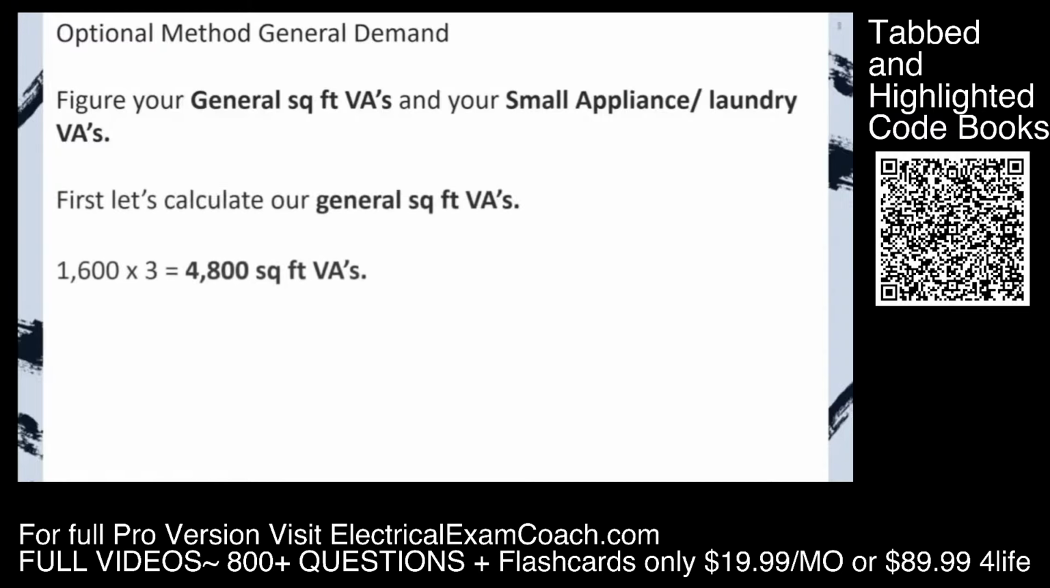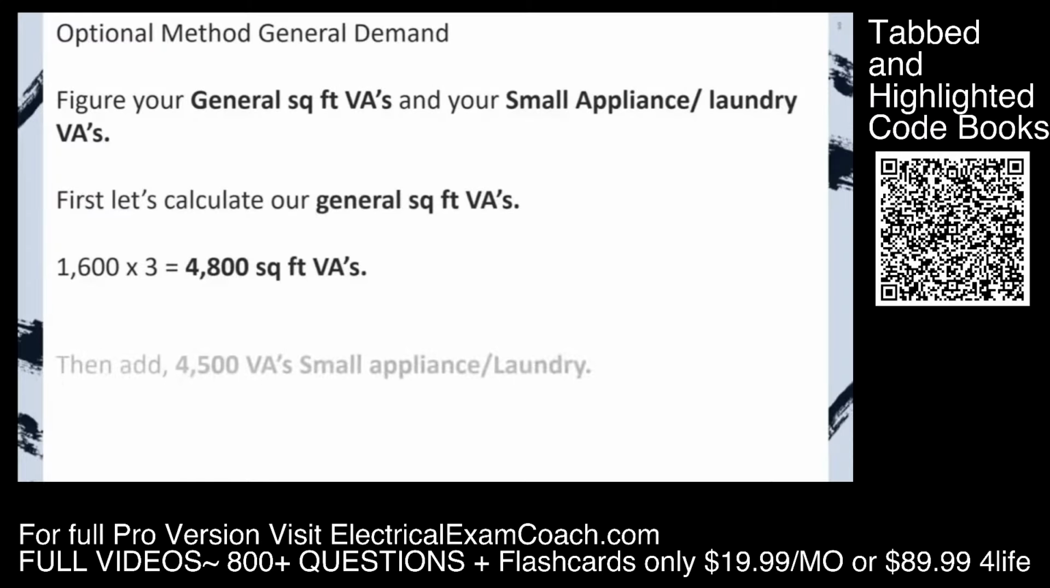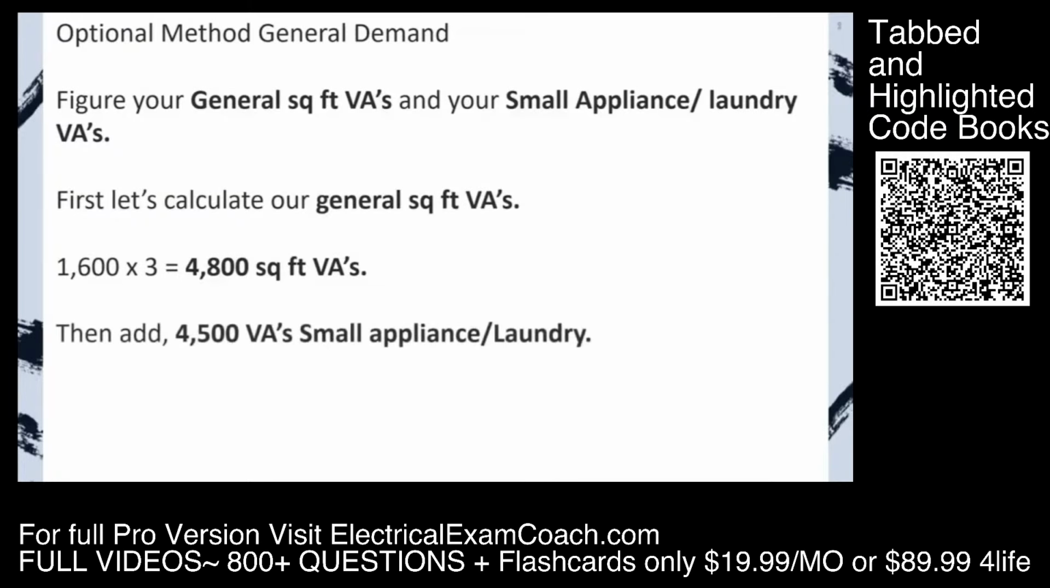We take our square foot. Let's imagine we have a 1,600 square foot house. We multiply that by 3 VAs per square foot. That gives us 4,800. Now we need to tack on our 4,500 for our 2 small appliances and 1 laundry, just like we did before. Now we total them all up. The only difference is that we do not apply any demand factors at this point. We're going to apply a general demand factor later.